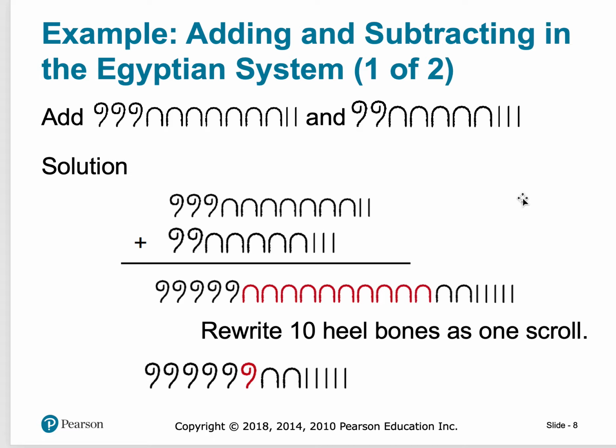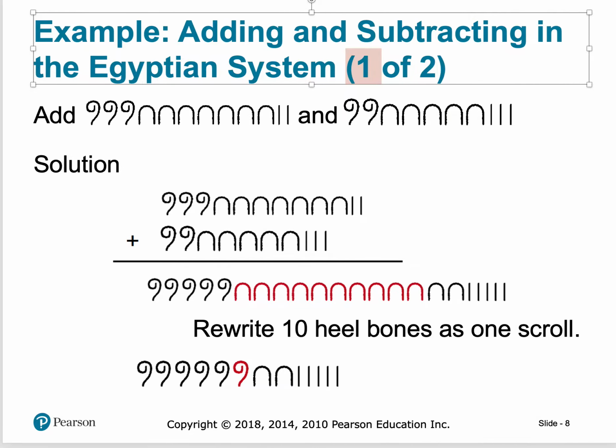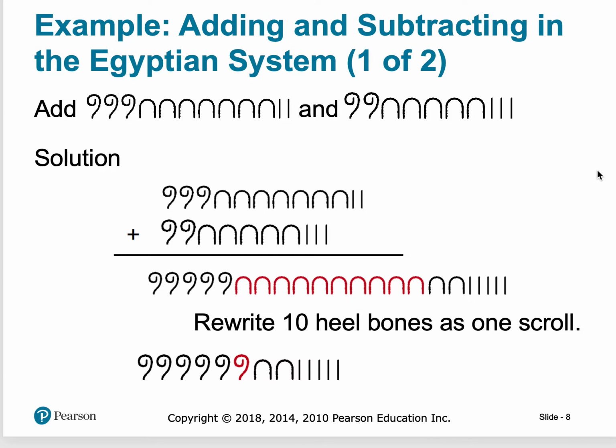In order to add or subtract these numbers, the nice thing about this system is that you're just adding all the symbols. So if this line has 2 symbols for ones, and I add 3 more symbols for ones, then I'm going to have a total of 5 symbols. So you're really just combining the number of symbols, and then you have to regroup because I have 10 heel bones, which represents 100. Again, it's an interesting situation because you're combining symbols and not place value.